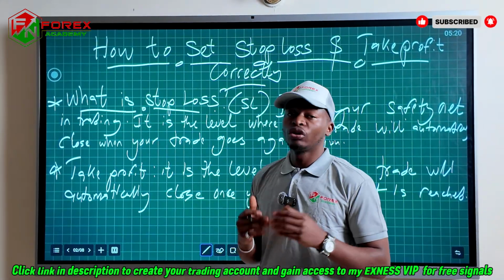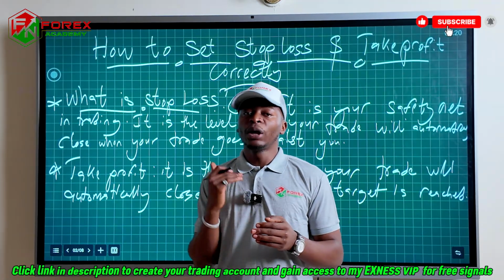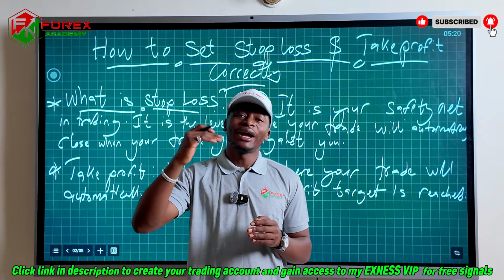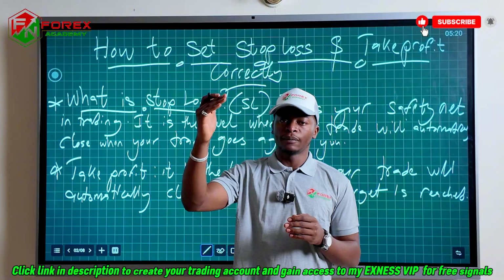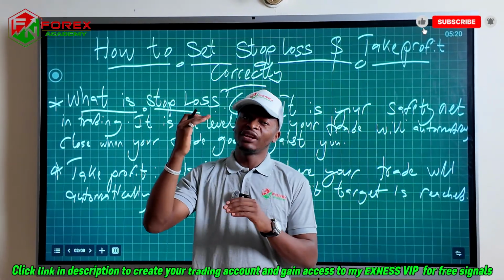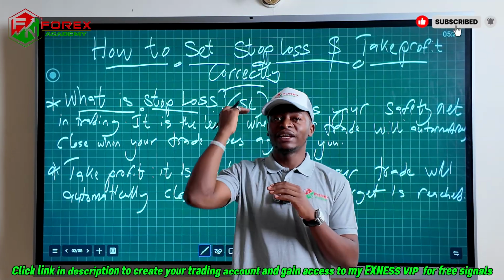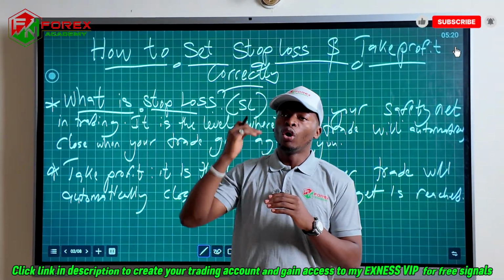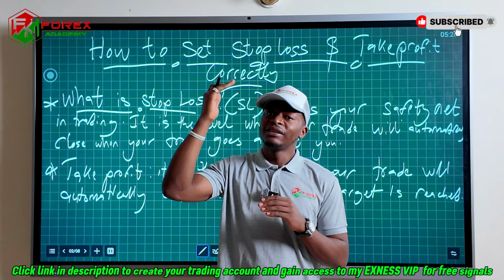Take profit, on the other side, is the opposite, right? Take profit is there to close your trade at a predetermined profit target. Meanwhile, the stop loss is there to close your trade in losses. The take profit is there to close your trade when the market reaches your profit target.